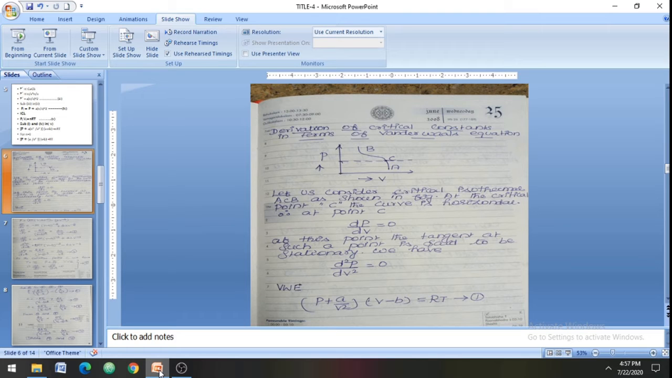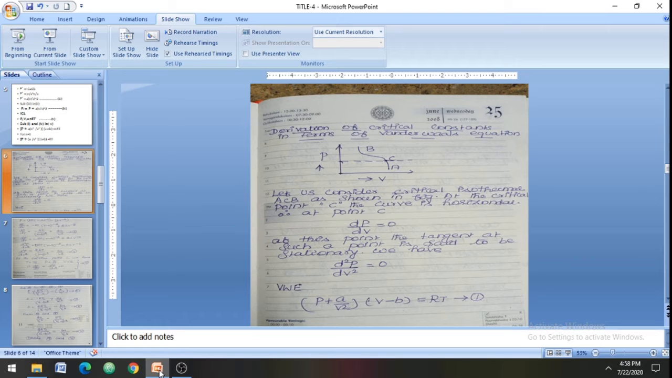Mathematically it is written as dP/dV = constant. Practically this value will be 0. At this point, the tangent is said to be stationary. Already I said it is a steady state or stationary. There is no change. So once again I differentiate this expression: dP/dV = 0, so d²P/dV² = 0. After differentiation, d²P/dV² is also 0. So dP/dV = 0 and d²P/dV² = 0.